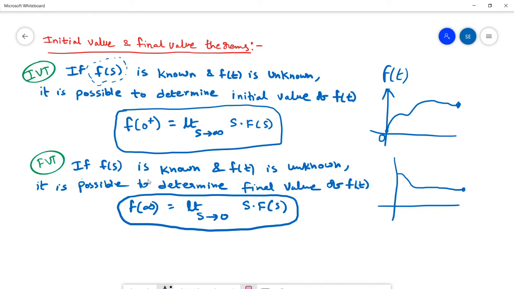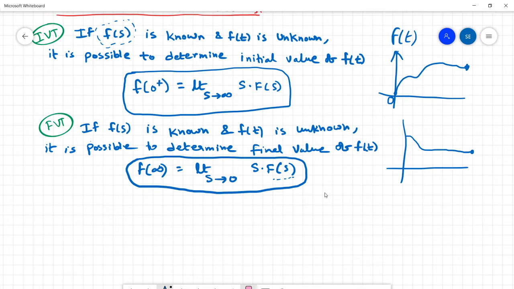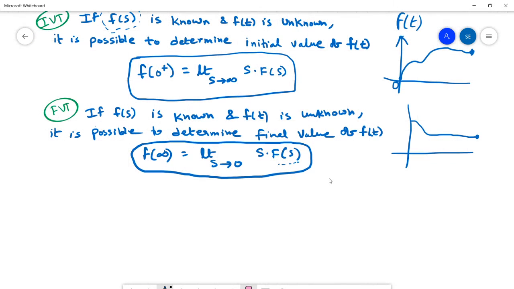It is the same as how we get the initial value. If F of s is known and F of t is unknown, it is possible to determine the final value of F of t by considering the limit s tends to 0. Just apply the limit s tends to 0 to the function F of s. F of s is the transfer function of the system. If you know that function, it is easy for us to determine the final value of the system, right?